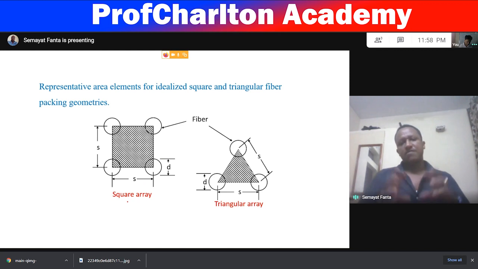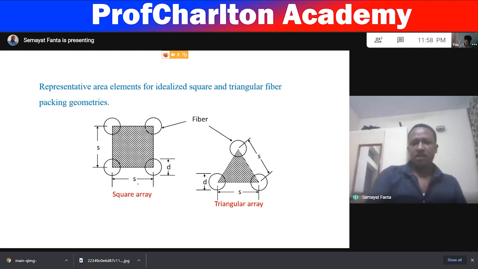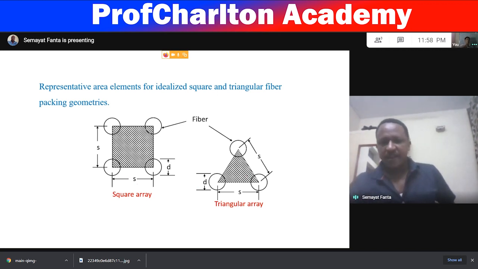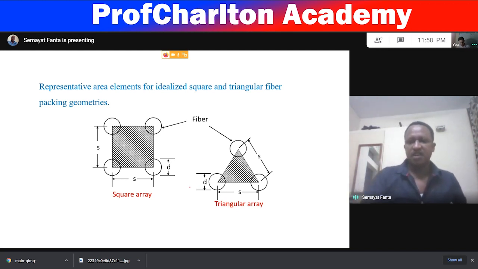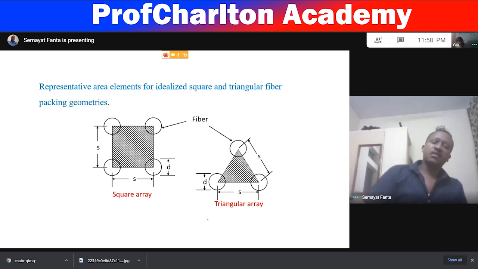The square of the matrix region is represented with S. So actually we have this D and S as function. That's why we put it here. So we will see the ratio of D and S. And this is rectangular array. No, it is triangular array here. Fiber arrangement in triangular array. This is actually in the case of hexagonal type.